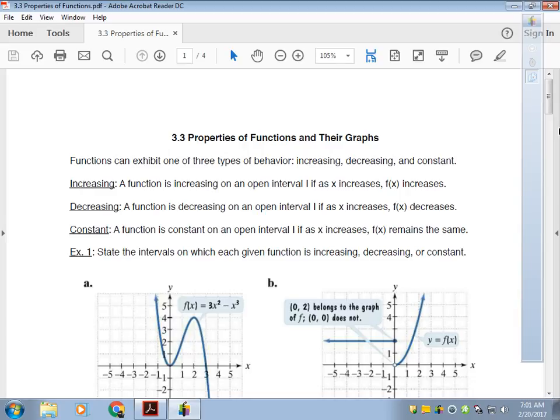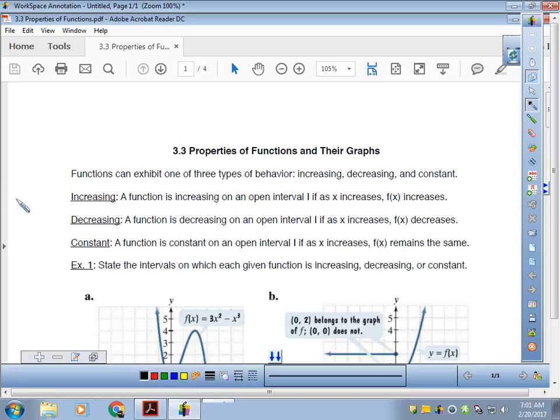Graphically, what that means, I should draw a picture for you. Graphically, as x increases means as you go to the right, y increases, which means you go up. So increasing looks something like that. As you go to the right, the graph goes up. Okay. Decreasing means as x increases, y decreases. So as you go to the right, the y value should go down. It's going to look something like that. As you go to the right, it goes down.